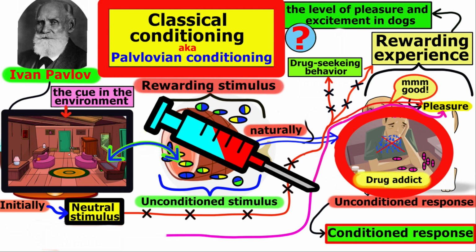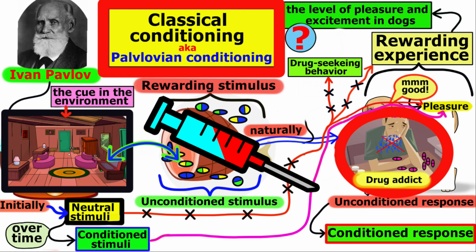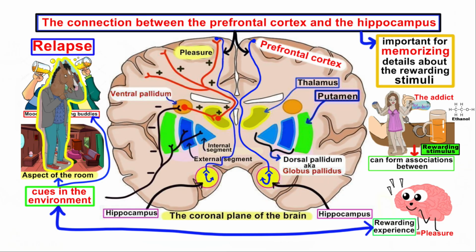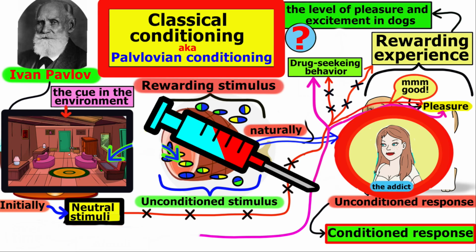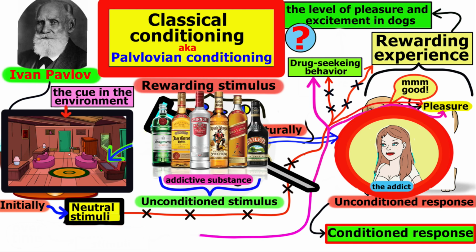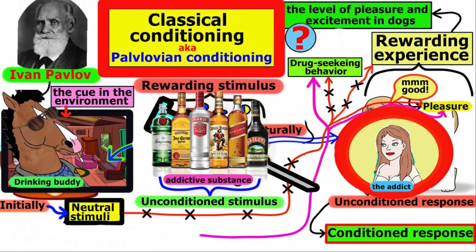The cues in the environment are initially neutral stimuli, but over time they become conditioned stimuli. Now, when the addict enters the same room, it can elicit the drug-seeking behavior. The same goes for our example. Sarah Lynn is the addict, the alcohol is the addictive substance, and BoJack is a drinking buddy of Sarah Lynn, or, scientifically speaking, a cue in the environment. Initially, the presence of BoJack was a neutral stimulus, meaning it didn't trigger drug-seeking behavior.